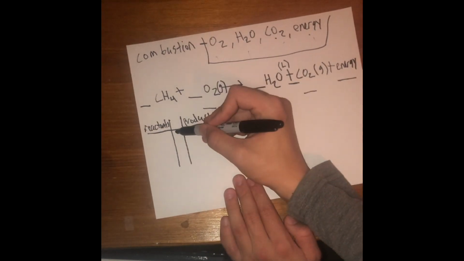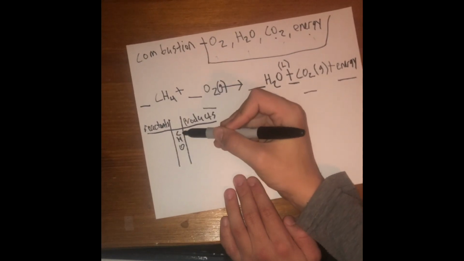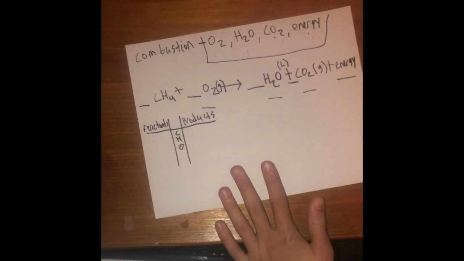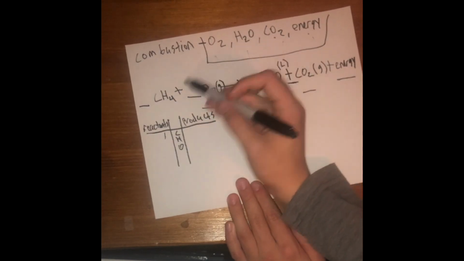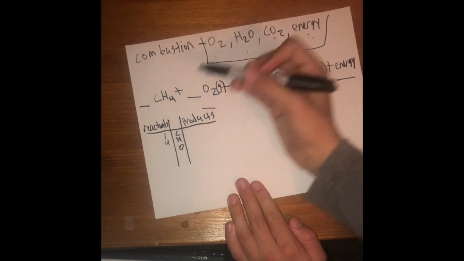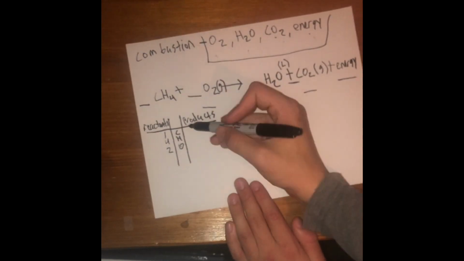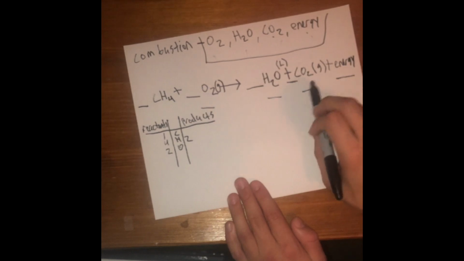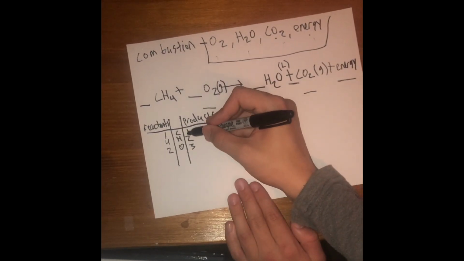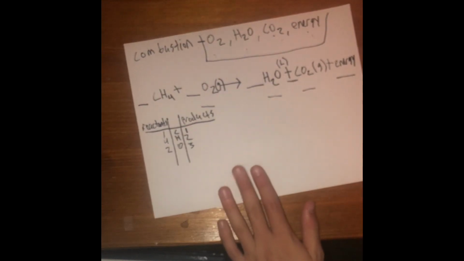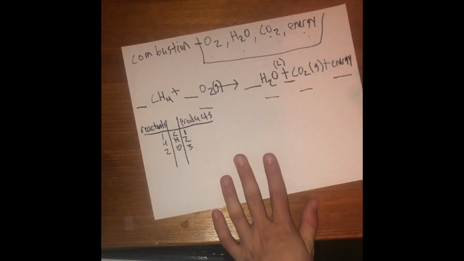So let's put C, H, O, which are our three reactants. We have 1 carbon, 4 hydrogen, and 2 oxygen. On the right side, we have 2 hydrogen, 3 oxygen, and 1 carbon. So instantly you know that carbon matches up, but you see hydrogen and oxygen don't match up.